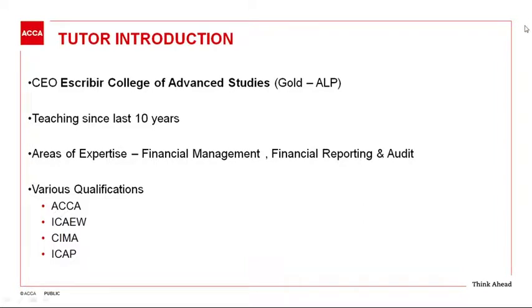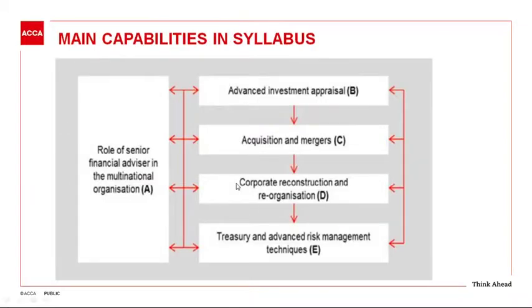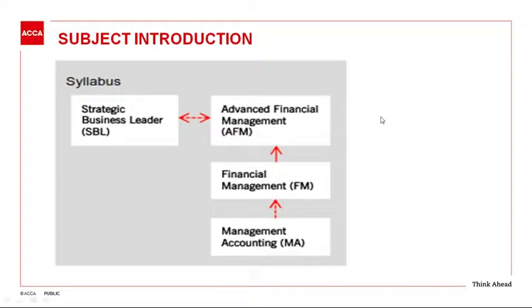Moving a bit further, a quick introduction to this paper, Advanced Financial Management. I'm sorry, I continue to use the word P4, but it's going to take us some time to get rid of the P4 from our regular usage. As you can see in this graph, there is a linkage between this paper and three other papers: MA, the F2 paper, then F9, the financial management, and there is also a connection between the Strategic Business Leader and the AFM.